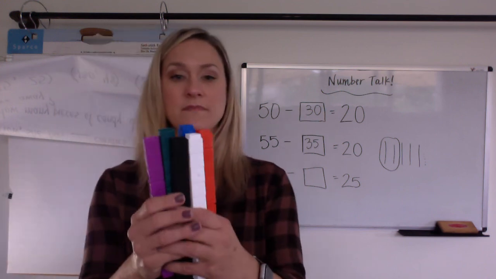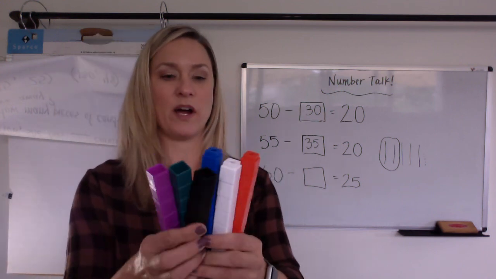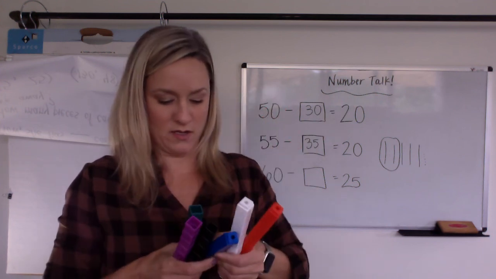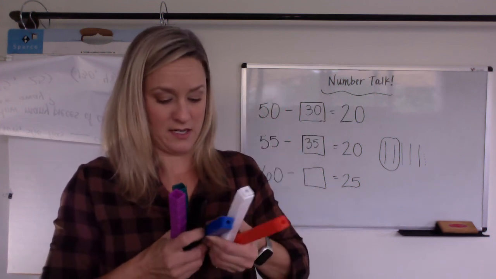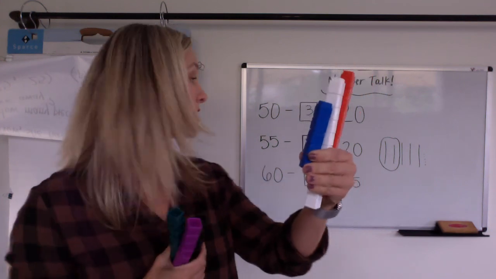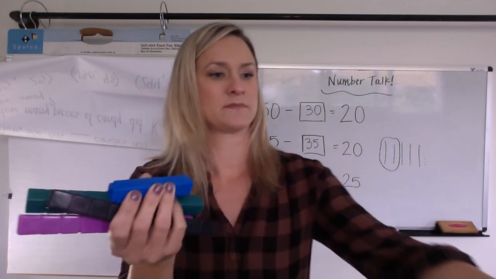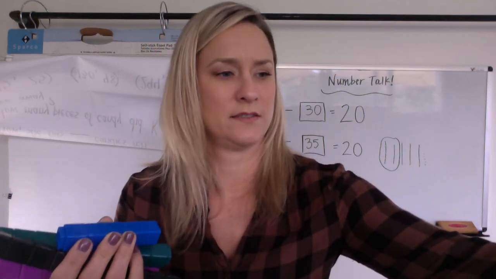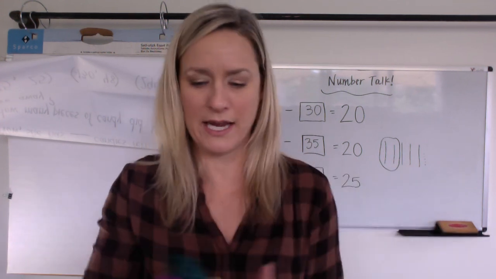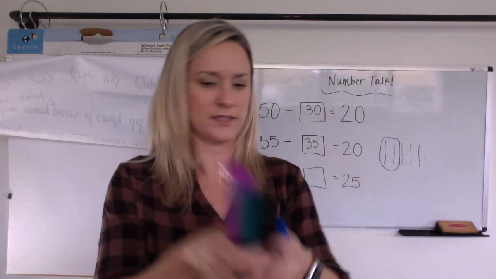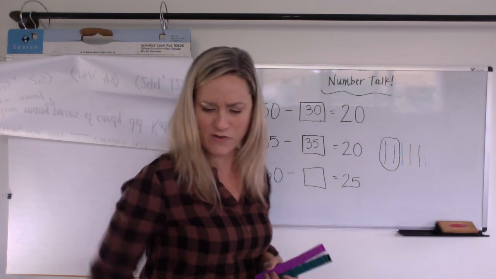60 minus what would leave us 20? Whoa. See, I'm telling you guys, 5. Okay, so we want to figure out what we had to take off here. So let's find out. You guys, help me. 10, 20, 30, 5. Okay, let's see that written out here.